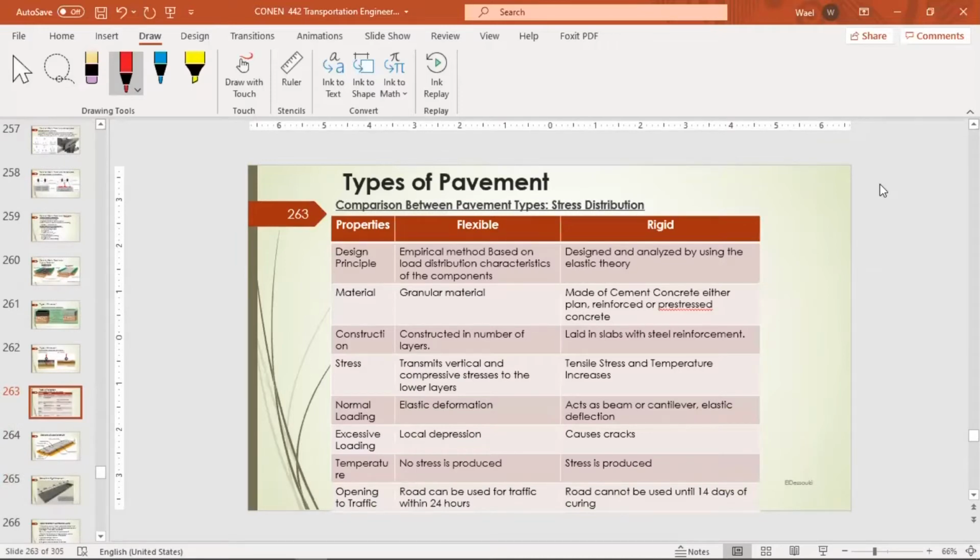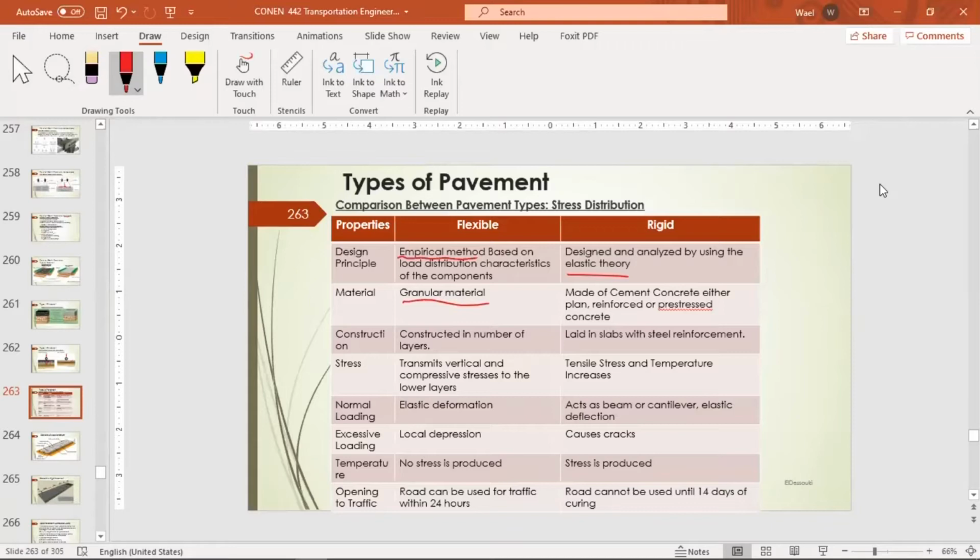Okay, this is a comparison between flexible pavement and rigid pavement. The design principle for flexible pavement, the asphalt pavement, is basically an empirical method based on load distribution characteristics and the characteristics of the components. The rigid pavement is basically structural design. It's designed and analyzed using the elastic theory, as if you are designing a beam or a slab. For the material, in flexible pavement we use granular material, but here we use cement concrete, either plain or reinforced. And sometimes it's pre-stressed, by the way.